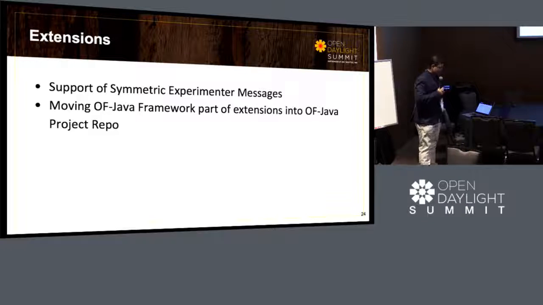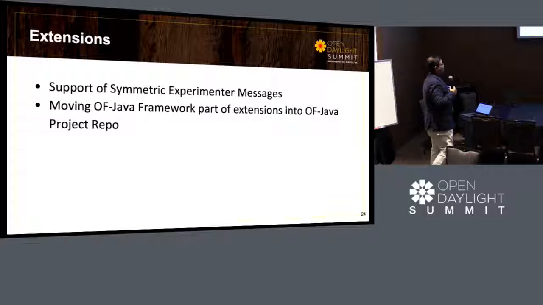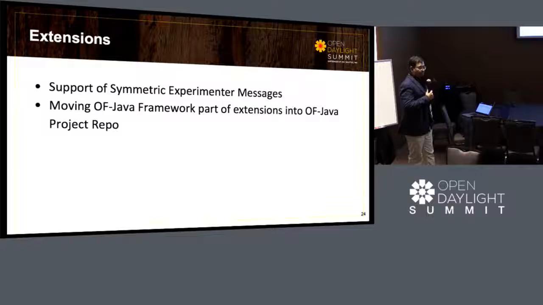And if we want to add a new experimental message, the OF Java encoding and decoding is still present within the OF plugin. It was discussed that it's a bit ugly, having the Java bindings within the plugin. So it's better if we could move part of that binding for the extensions into the OF Java project repository. It might not be very easy to start off with, but it's one thing that would definitely make the plugin much more usable and the framework much more usable in the coming days.